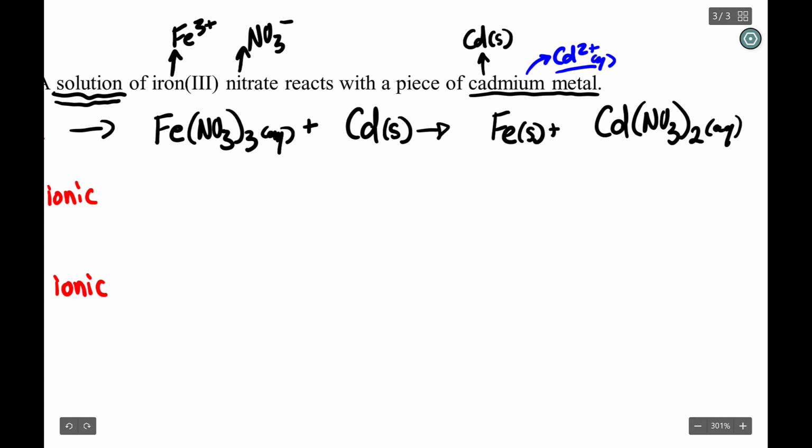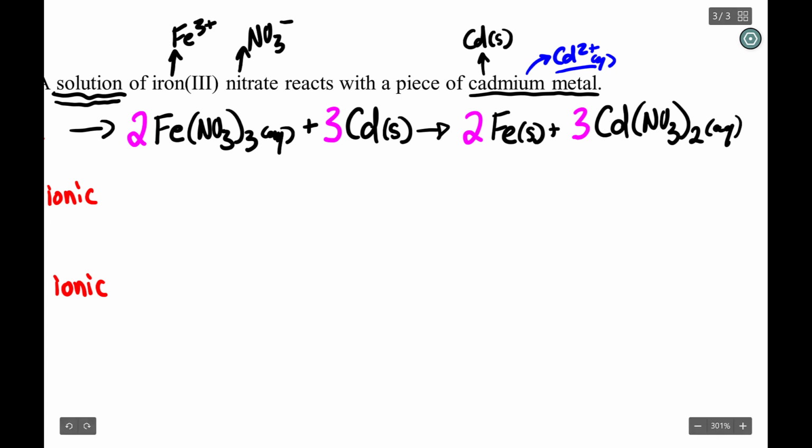Then I have to balance. I have 3 nitrates here, and I got 2 nitrates here. The lowest common multiple is 6, so I'm going to multiply this by 2 and this by 3 to give me 6 nitrates and 6 nitrates. I then have to turn the cadmium into a 3 to balance out both sides, and the iron as a 2. So there's your single replacement reaction.